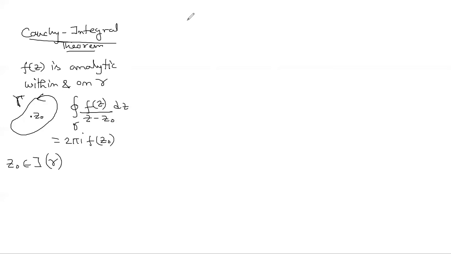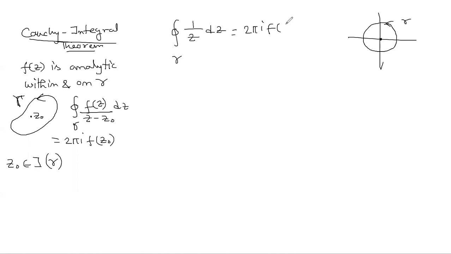So here if we integrate 1 by z dz, gamma is a closed Jordan curve which is a circle with center 0 and radius 1, and z0, that is 0, is a point interior of gamma. So using the Cauchy integral theorem, we have 2 pi I times f(0). Here f(z) is 1. So that is equal to 2 pi I.